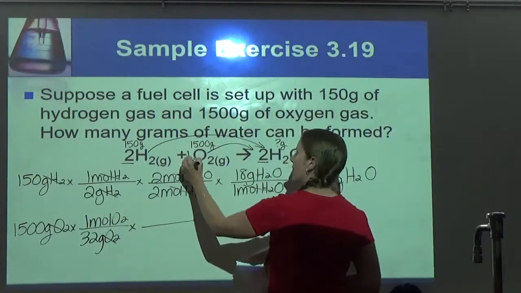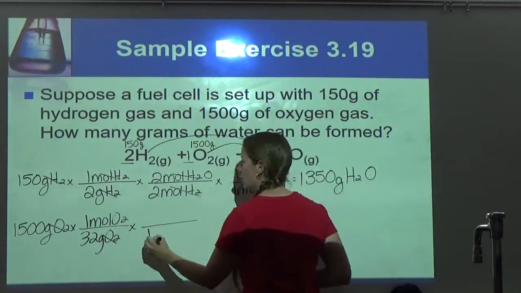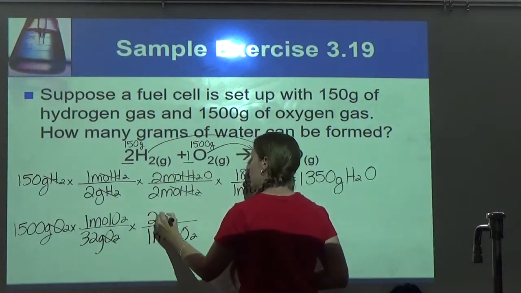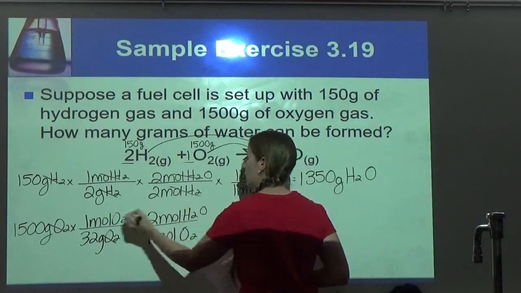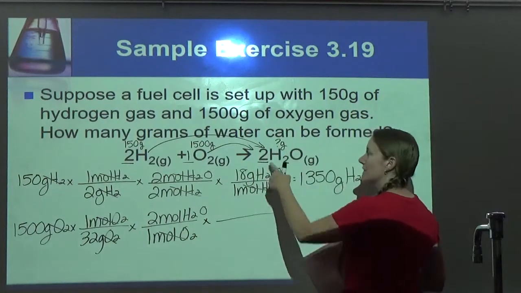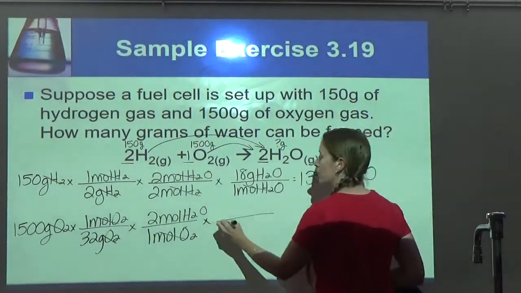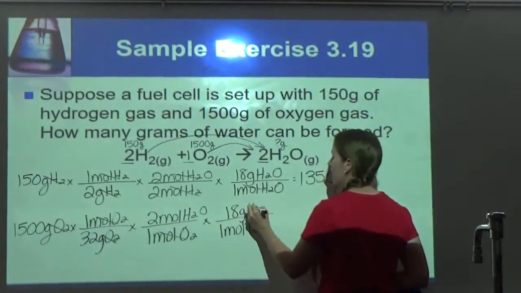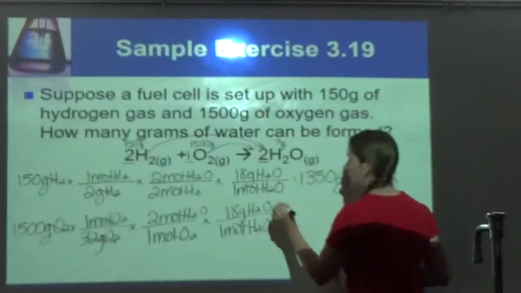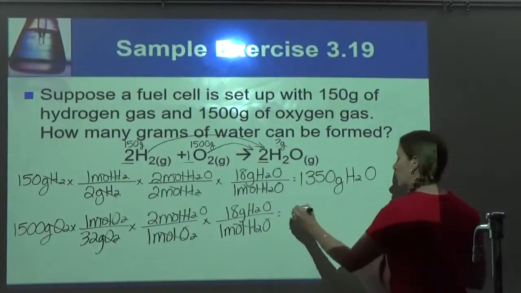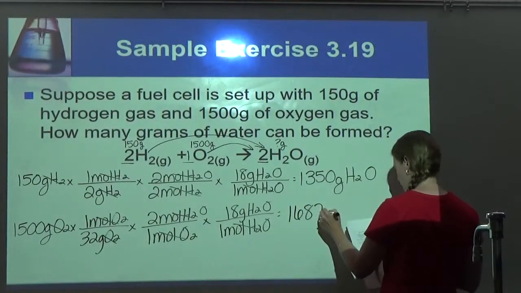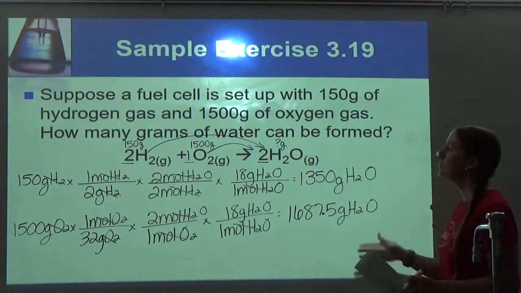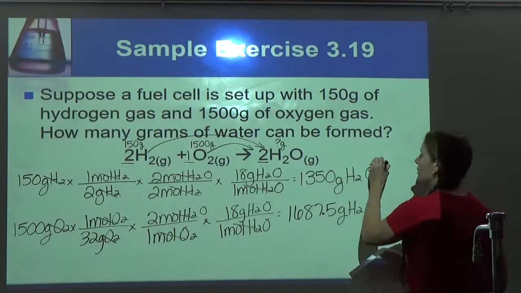Next is mole ratio. I can see 1 mole of hydrogen makes 2 moles of water. Sorry, 1 mole of oxygen makes 2 moles of water. And last step is to convert to unit asked for. So I'm looking for grams of water. So I can see that 1 mole of H2O is 18 grams of H2O. So once I multiply and divide, I get 1,687.5 grams of H2O. So in reality, how much water will I actually produce?